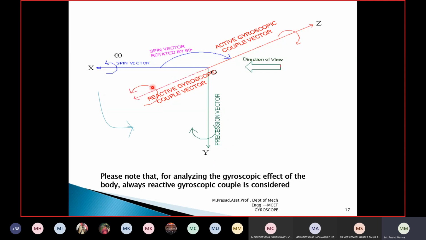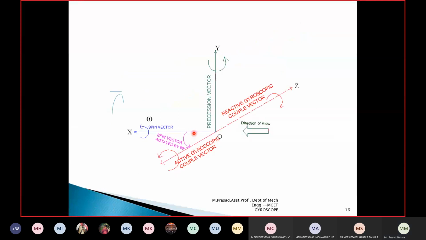We always draw the gyroscopic couple perpendicular to the spin vector only. This is the x-axis and y-axis. Now from this, making an angle of 90 degrees, I am drawing the active couple. For this active couple, I am drawing the reactive couple opposite to the active couple. This is the rightward motion. This is the leftward motion. When it is seeing the left side, taking a left turn, the precession vector is acting in the upward direction.